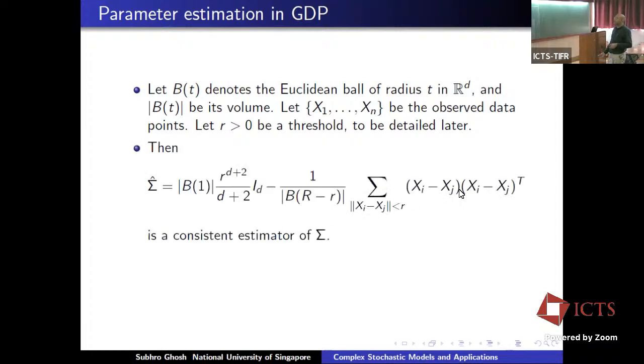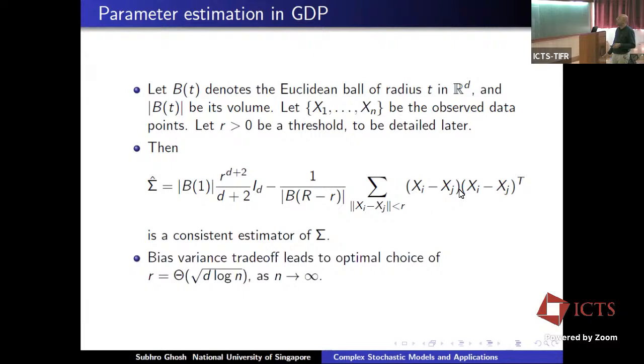For this, we can try to estimate sigma from these observed points, and this turns out to be a good estimator. This small r is a threshold parameter, which can be taken to be of the order square root of d log n. That's the optimal value.